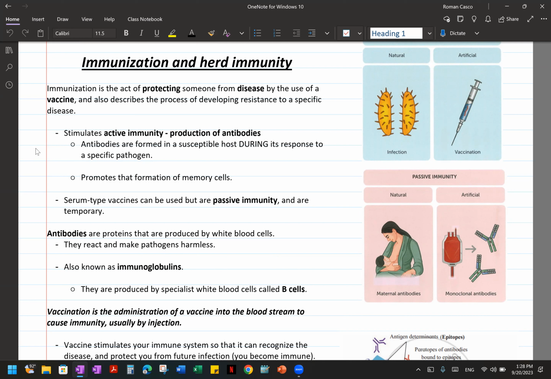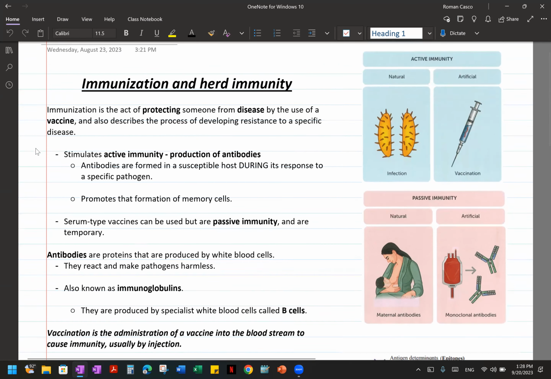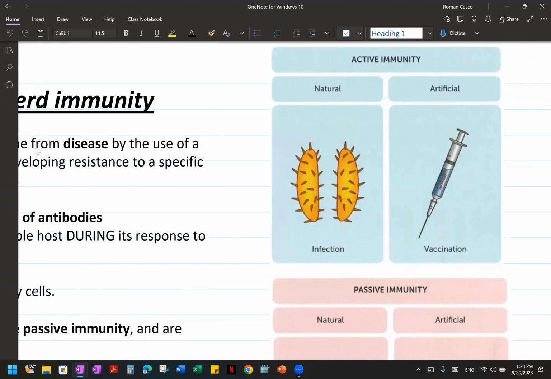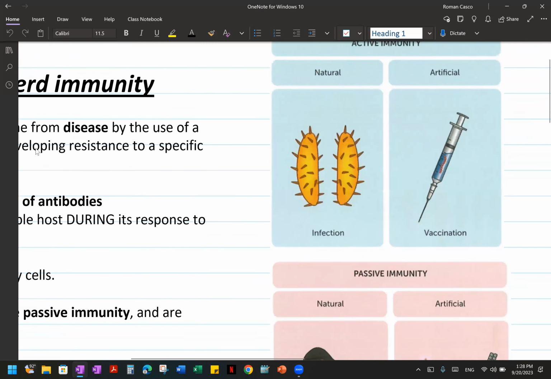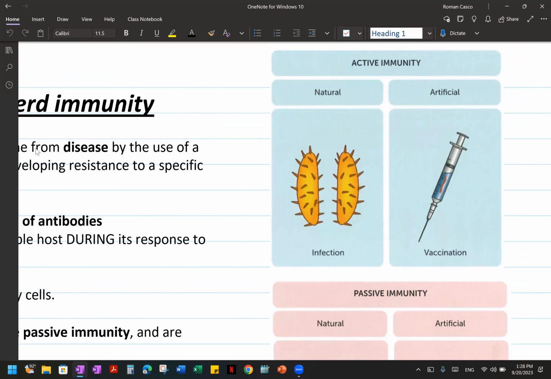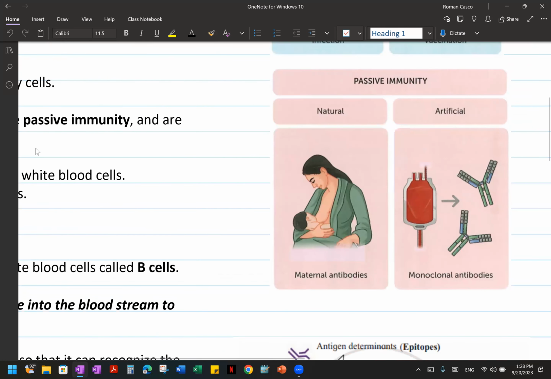So there are several ways that you can get this type of immunity. You can get immunity by actually getting infected by something, going through the disease, and building resistance, or you can promote resistance by using a vaccination, which is active immunity. Still, you're stimulating your own immune response. That's the key point of active immunity: you're stimulating your own immune system response.